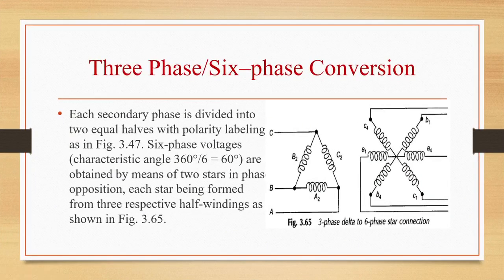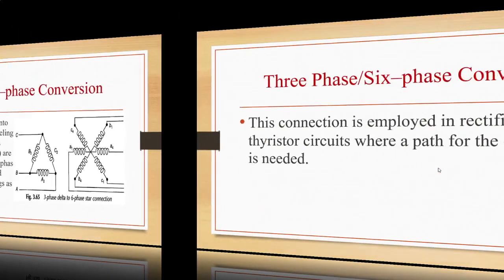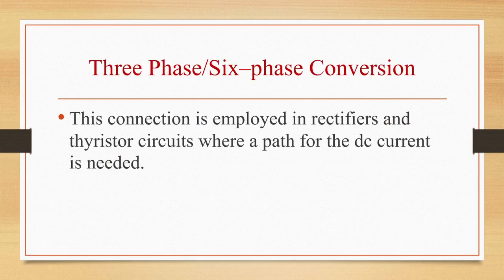Now we will see the three phase to six phase conversion. Each secondary phase is divided into two equal halves with polarity labeling. So six phase voltages, that is 360 degrees by 6, that is 60 degrees, are obtained by means of two stars in phase opposition, each star being formed from three respective half windings as it is shown in the figure. So this is a three phase delta connection and this is a six phase star connection. We are converting a three phase delta to six phase star connection. So this connection will be employed in rectifiers and thyristor circuits where a path for the DC current is needed.